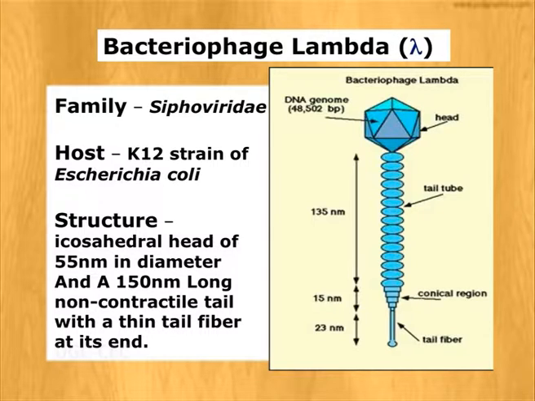Bacteriophage lambda belongs to the family Siphoviridae, and it has an icosahedral head of 55 nanometer diameter and a non-contractile tail of about 150 nanometers with a thin tail fiber attached at the end of the tail. The K12 strain of E. coli is a very common host for lambda bacteriophage.